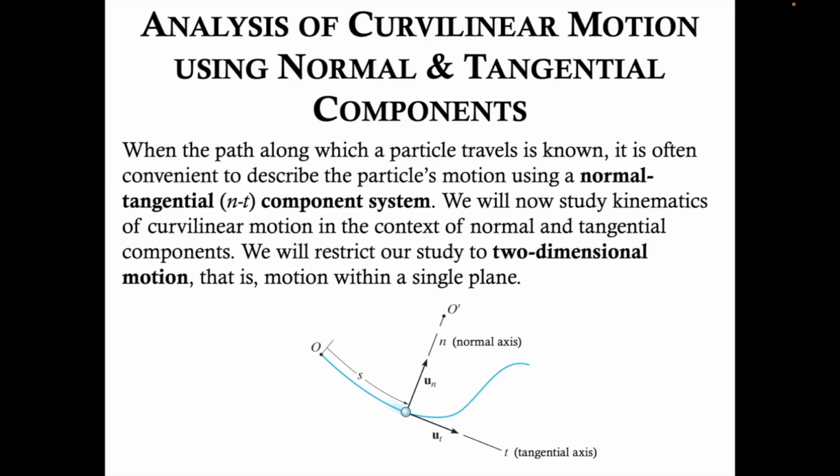When the path along which a particle travels is known, such as this blue path here, it is often convenient to describe the particle's motion using a normal tangential, or n-t, component system. We will now study kinematics of curvilinear motion in the context of normal and tangential components. We will restrict our study to two-dimensional motion, that is, motion within a single plane.